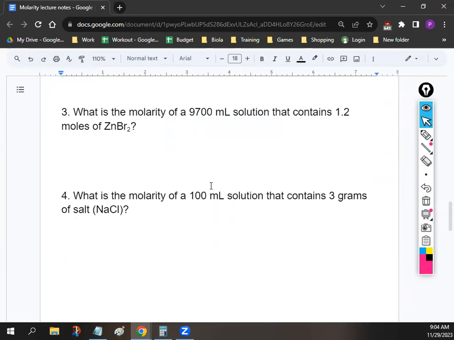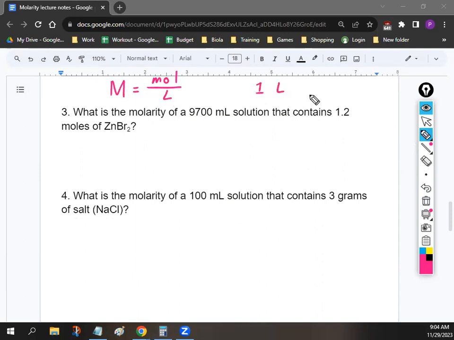Okay, all right, so I'm going to give you about 2 minutes. See if you can try number 3 with the person next to you. I'll write the equations that you will need. Just remember, molarity is moles divided by liters, and 1 liter is equal to 1,000 milliliters. Okay, so just keep that in mind. See if you can figure this out.